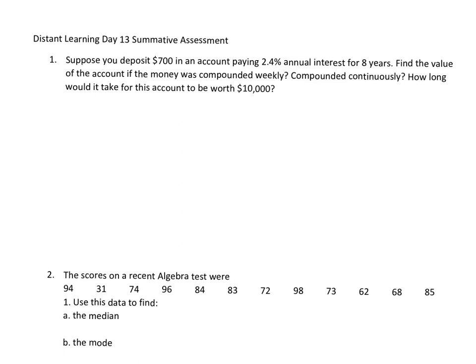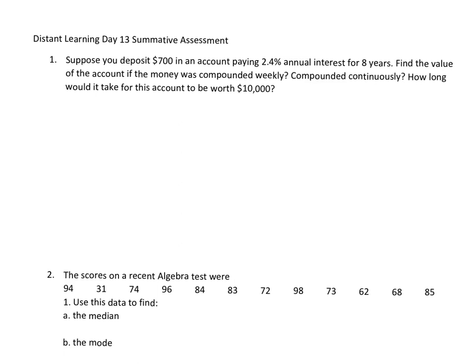The question says, suppose you deposit $700 in an account paying 2.4% annual interest for 8 years. Find the value of the account if the money was compounded weekly, compounded continuously, and then how long it would take for this account to be worth $10,000.